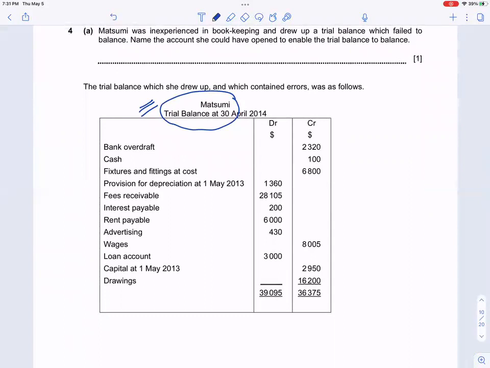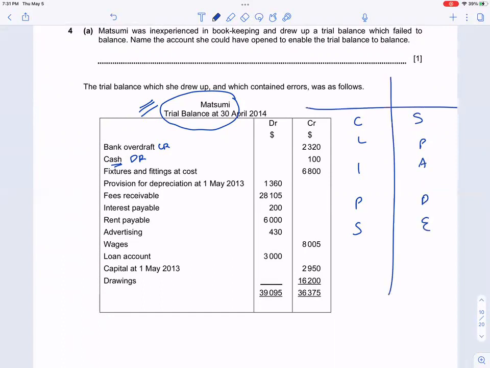Bank overdraft. Credit. Cash. Debit. Cash is an asset. So when you prepare a trial balance, you follow the rule of CLIPS and SPADES. CLIPS is credit, and SPADES is debit. Credit is capital, liabilities, income, returns and sales. Debit is sales return, purchases, assets, drawings, and expenses.